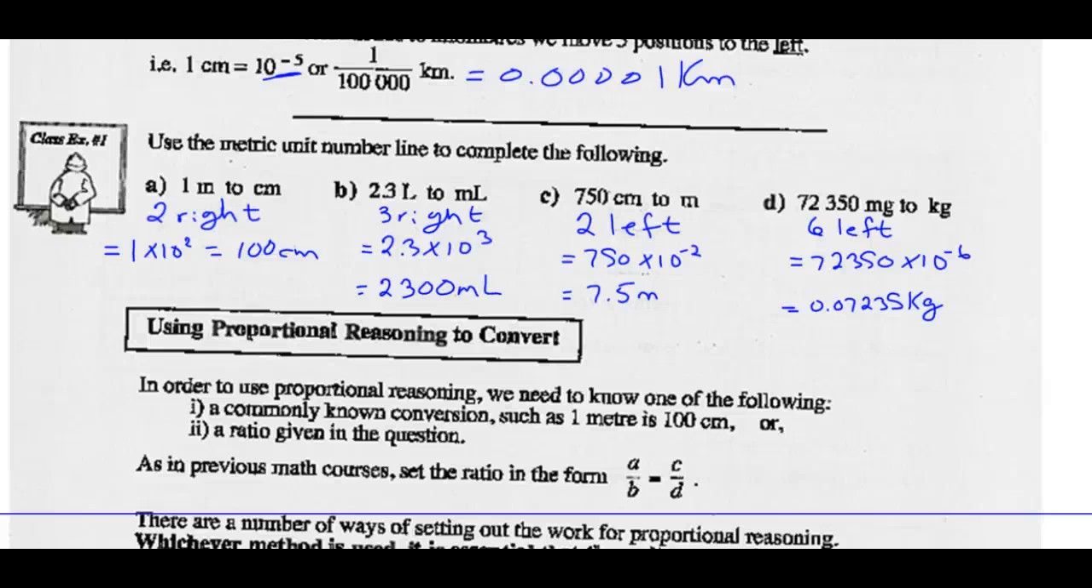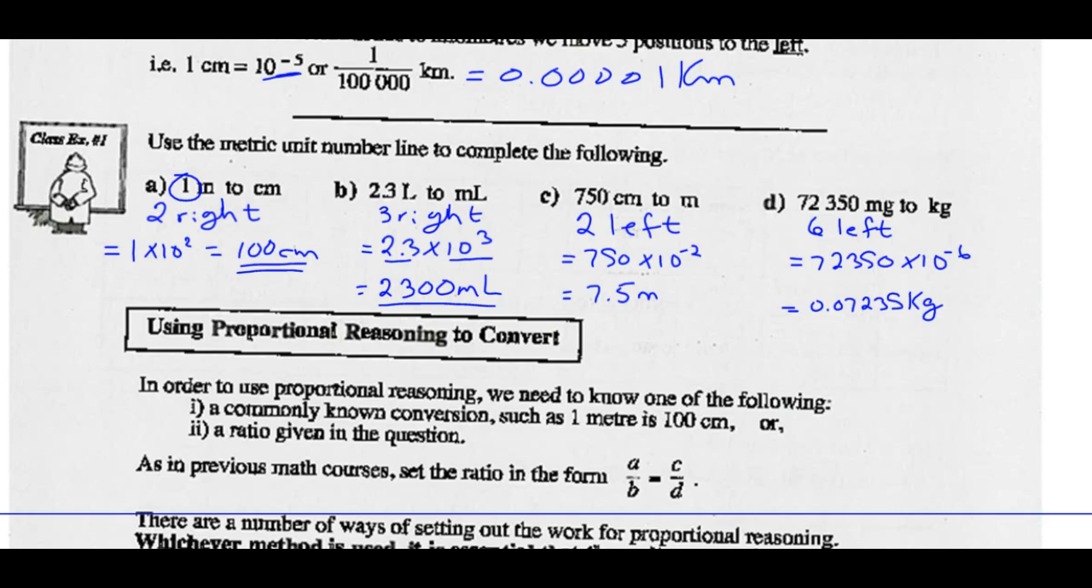All right, so we look at example A, 1 meter to centimeters. That means we have to move, meters to centimeters is 2 units to the right. So I take 1 meter multiplied by 10 to the exponent 2, 2 powers of 10, which gives me 100 centimeters. 2.3 liters to milliliters. Again, we're going from liters to milliliters. We're going to move 3 positions to the right. So I take the 2.3 liters multiplied by 10 to the power of 3, or 3 powers of 10, which is 2,300 milliliters.